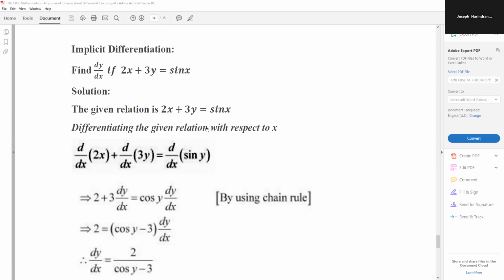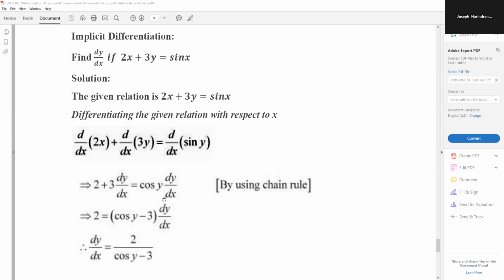The question is actually sine y, so here it should be sine y. Sine y we have to differentiate with respect to x using the chain rule: cos y, and then again with respect to x, dy by dx. It is actually an implicit function involving y. So cos y into dy by dx.